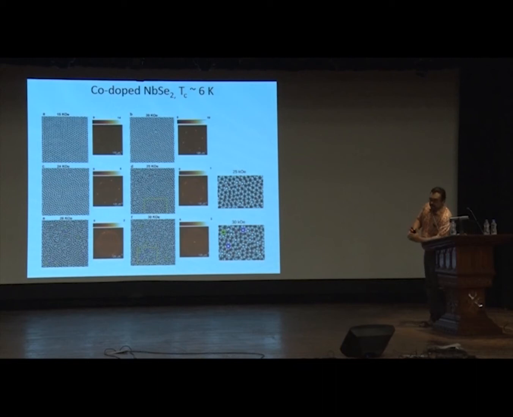And when you go to a field where these normal cores come very close to each other and start overlapping with each other, that is what is defined as the upper critical field. That's where you lose superconductivity.